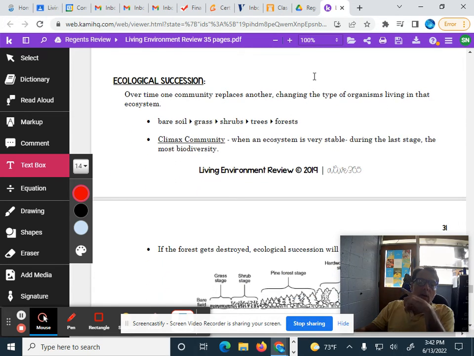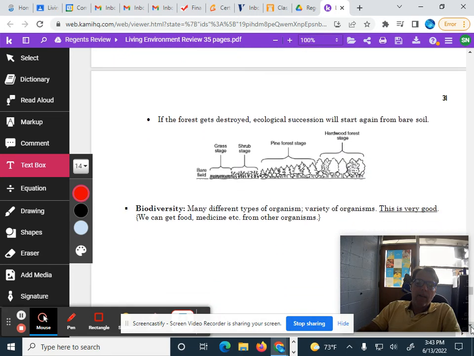Ecological succession. One community replaces another. For instance, we have a primary succession. Primary means first. So you have, like, a volcanic eruption. You have bare rock. And eventually you'll get things like lichens, and they'll make some soil, and then you get grasses, shrubs, trees, and obviously animals will start to come. When you get grasses, you'll get flowers, and then bees will come, and all sorts of animals and things, right? Eventually you get a forest. A climax community is when the ecosystem is very stable, with the most biodiversity.